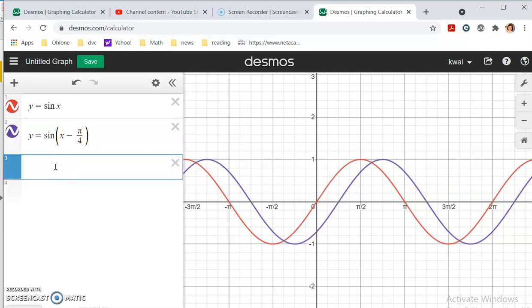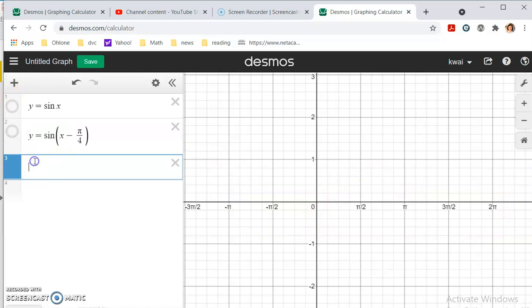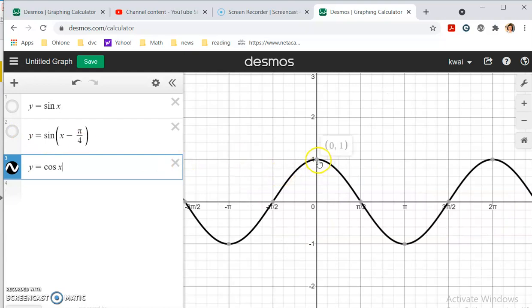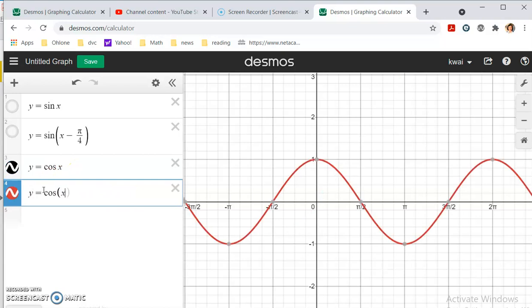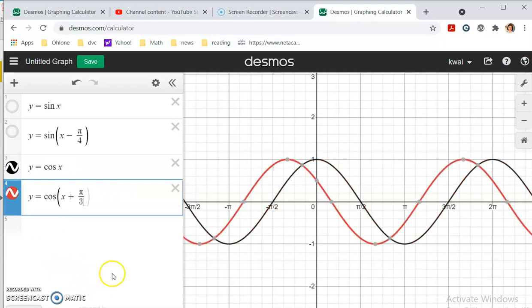Okay, the same for cosine. So if I say y equals cosine x, this is a familiar one, from 1 to 0 to -1 and then up. But if I do y equals cosine of x plus, let's say, pi over 3, you can see that the graph now starts at negative pi over 3. It starts earlier, so it shifts to the left.